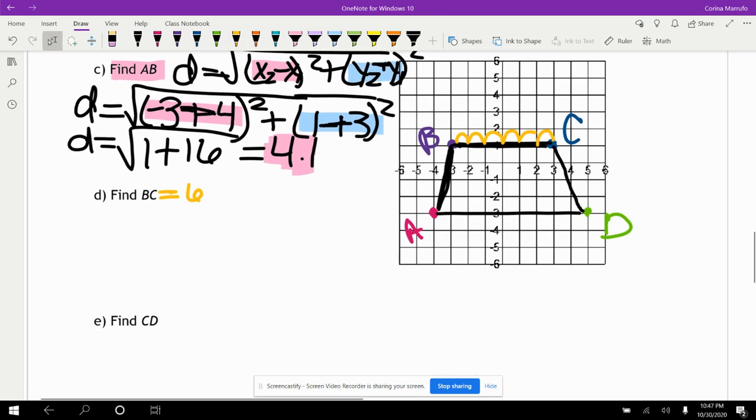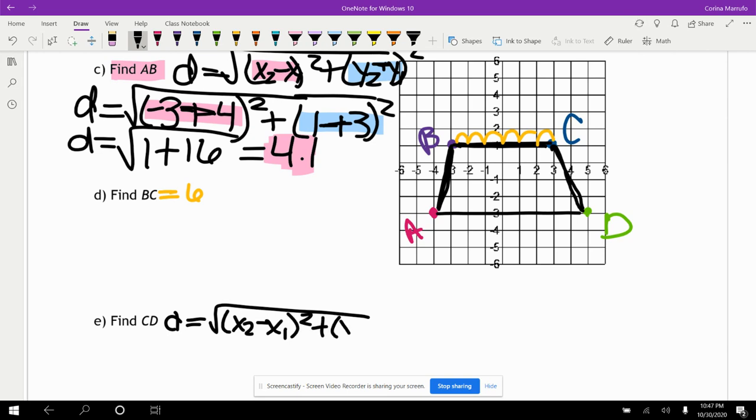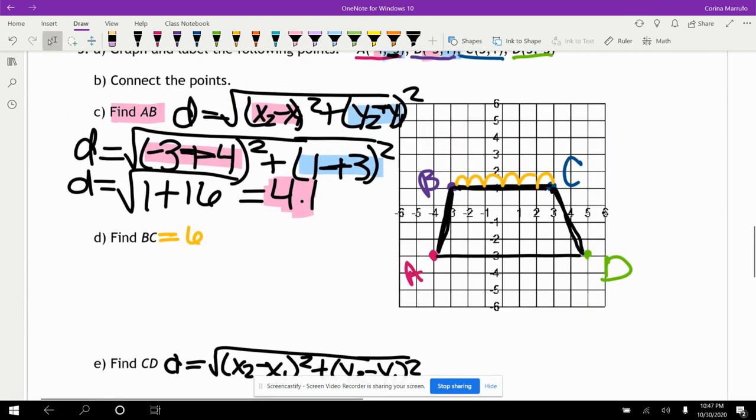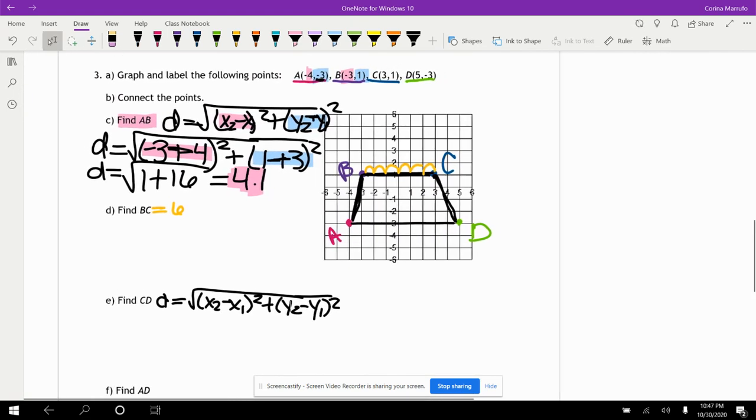Okay. From C to D, now if you notice from C to D it's slanted, so we can't just count. We're going to use a distance formula, which is equal to the square root. Remember, you subtract your x values starting with the second point, and we square it, plus we subtract our y values starting with the second point, and we square it. Okay, so then from there, I'm going to go ahead and zoom out from C to D.